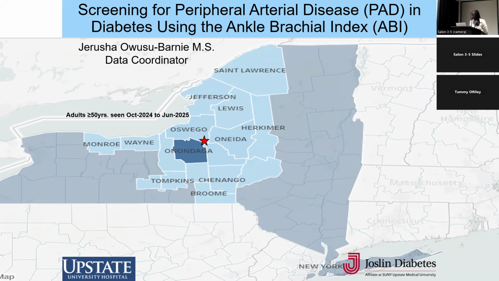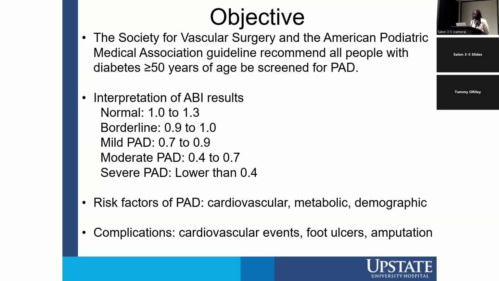For our ABI screening, we went by the guidelines of the Society for Vascular Surgery and the American Podiatric Medical Association. As we all know, there are risk factors associated with PAD that include cardiovascular, metabolic, and demographic factors. As one develops PAD, there are complications associated with it, and that includes cardiovascular events, foot ulcers, and amputation.